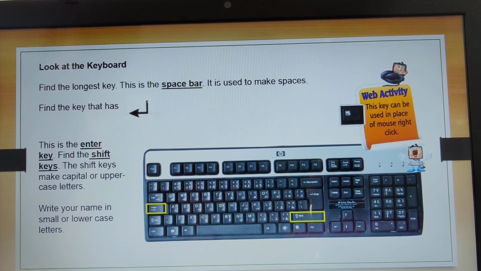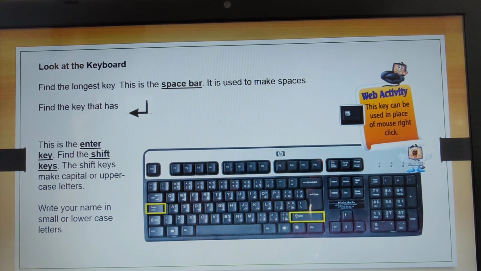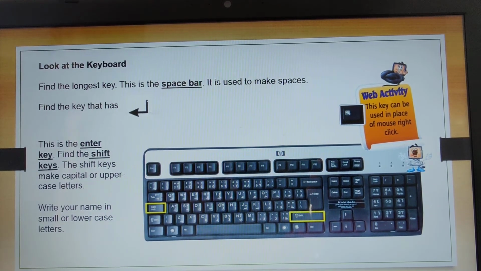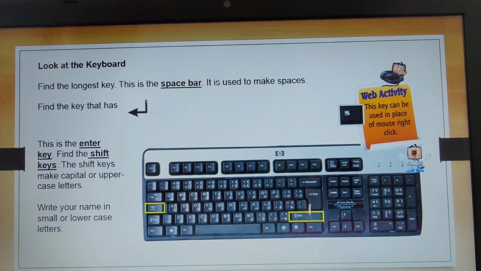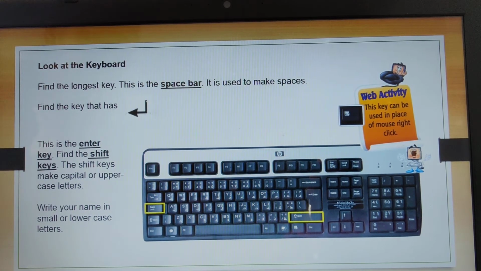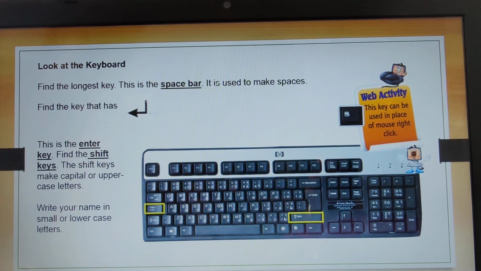What is this shift key used for? The shift keys make capital or uppercase letters. So when we start a sentence, all of you know we begin with a capital letter. So how can we use a capital letter? With the help of the shift key or the caps lock. Okay, on the left hand side we can see one caps lock which is highlighted with a yellow color box. Okay, that is the caps lock. These two keys are used for capital letters.